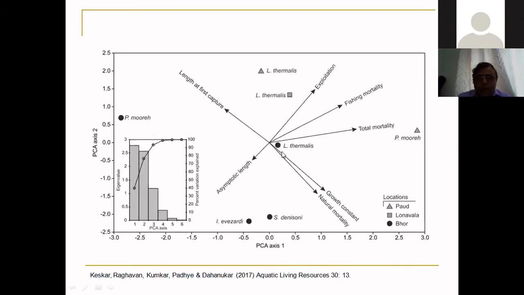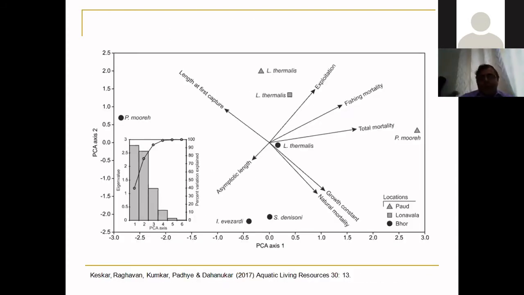So you can make your graphs very informative by giving multiple data. You can give factor scores, you can give factor loadings, you can give scree plots in the same plot, and give all the necessary statistics to understand your data.